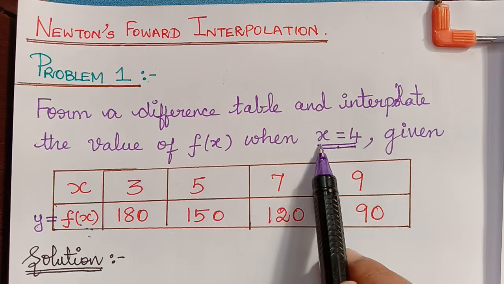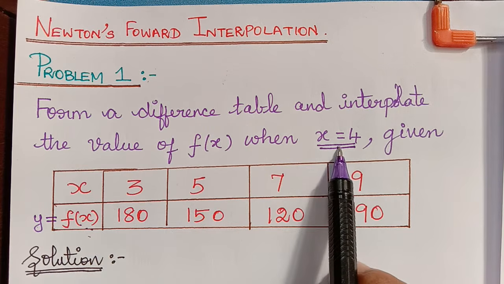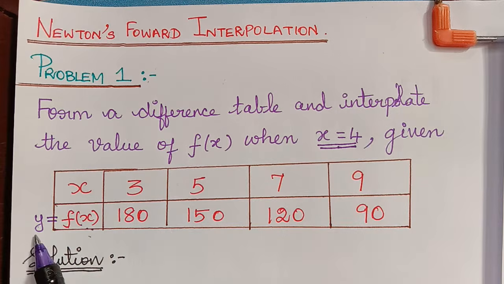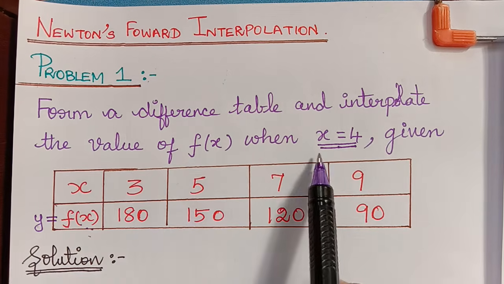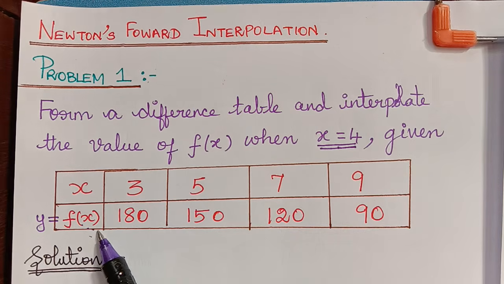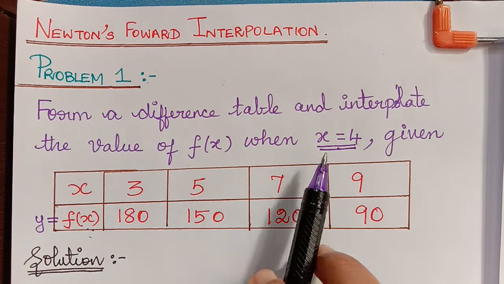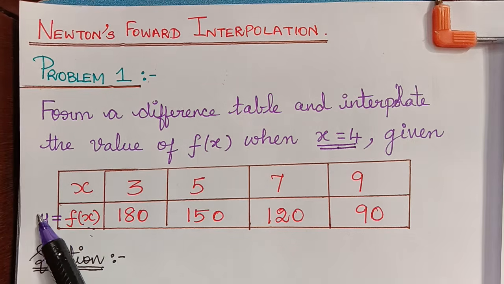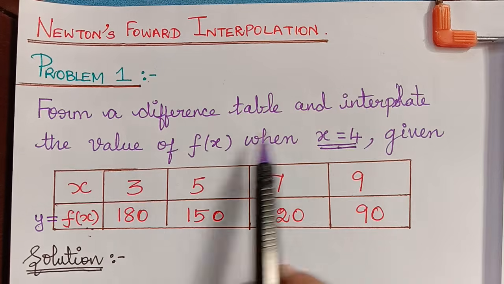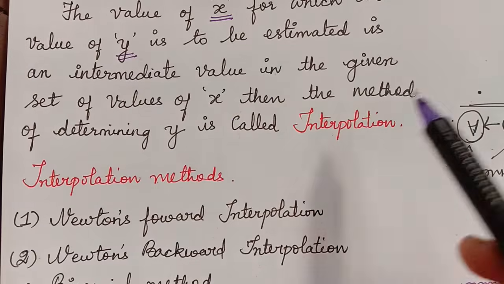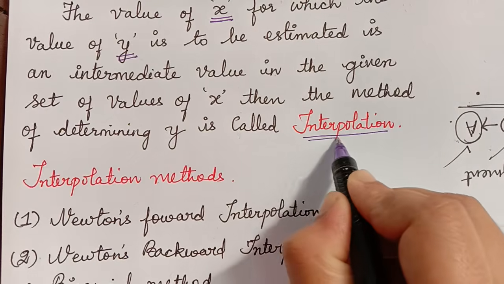So now we have to interpolate the value, which means corresponding to the value of x, we have to find a value of y. So when x is equal to 4, what is f of 4 is what we have to find. So the method of determining f of 4, that is finding the value of y for a given value of x, is known as interpolation. So this is the definition for interpolation.